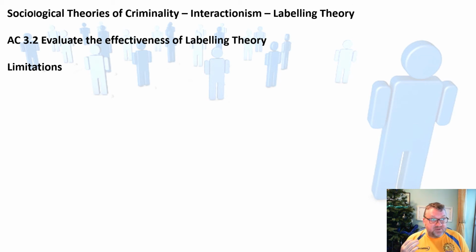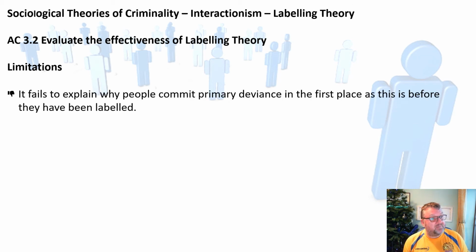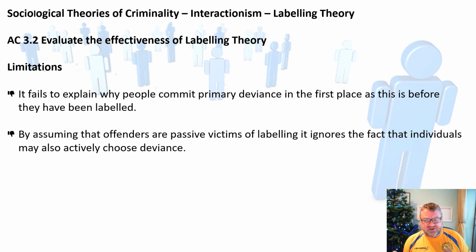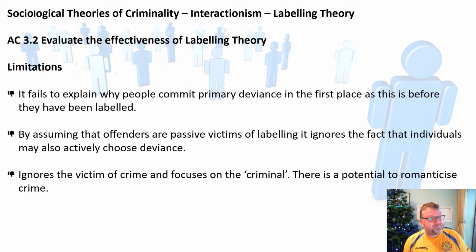If we look at the limitations of labelling theory, we could say that it fails to explain why people commit primary deviance in the first place, as that occurs before they're labelled. So why do they do that? You could also say that by assuming that offenders are passive victims of labelling, it ignores the fact that individuals may also actively choose deviance. It's something they choose to do.